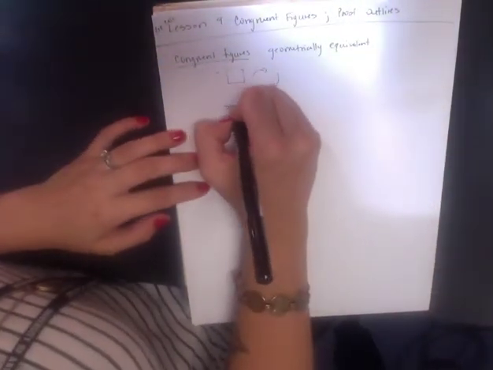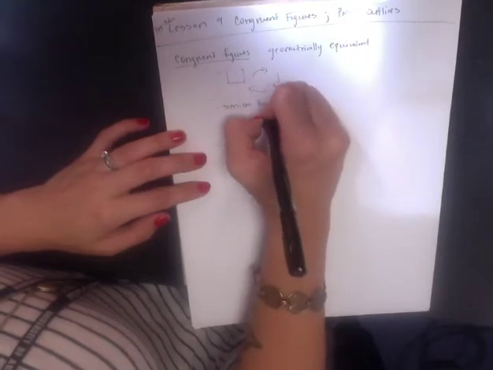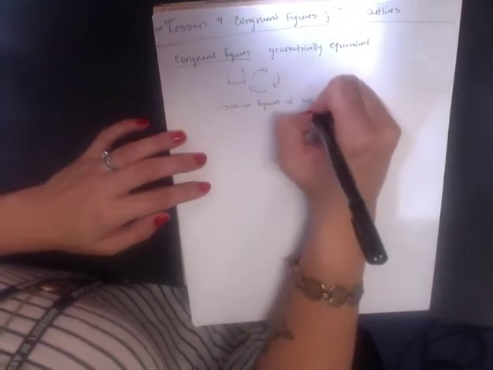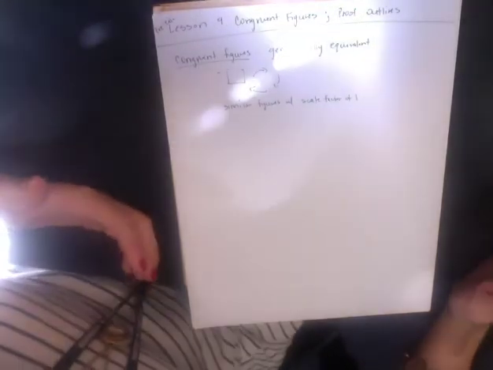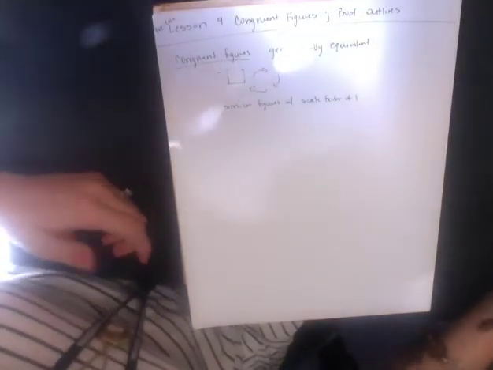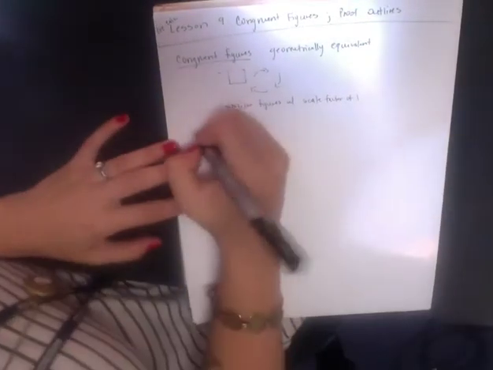Okay? Now, we could also define them as similar figures with a scale factor of 1. Is another way to say that they are geometrically equivalent, which is also the same thing to say they are the same, okay?